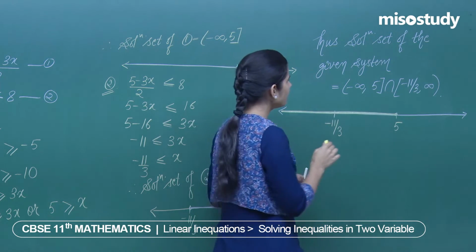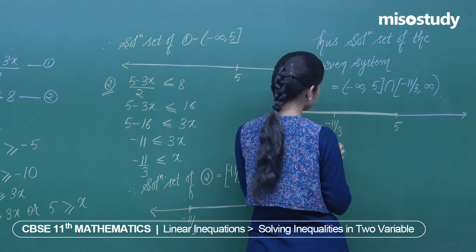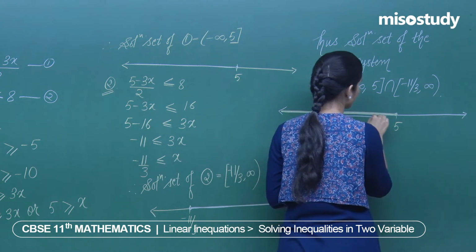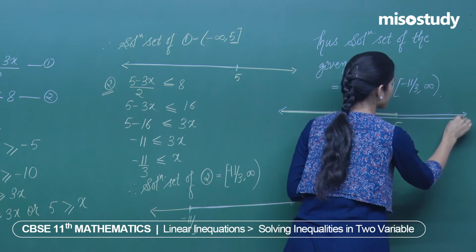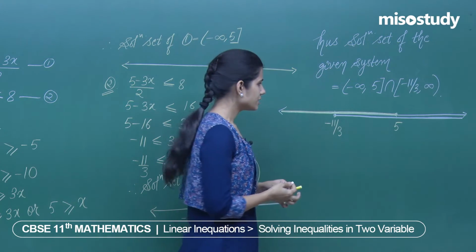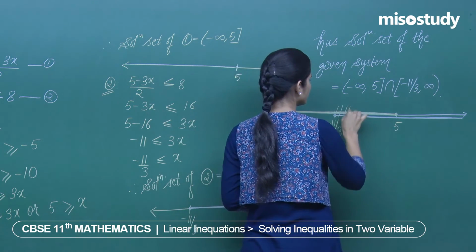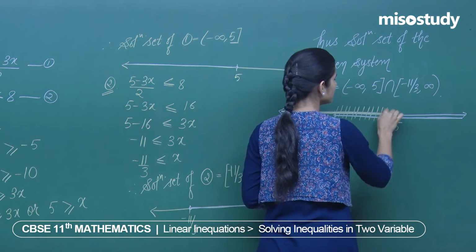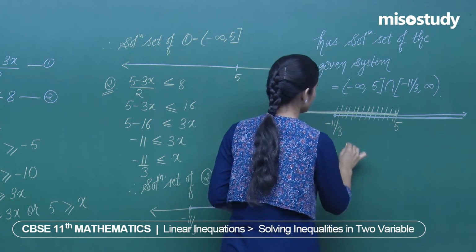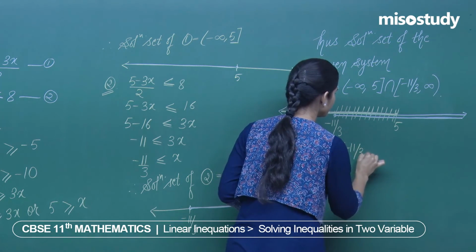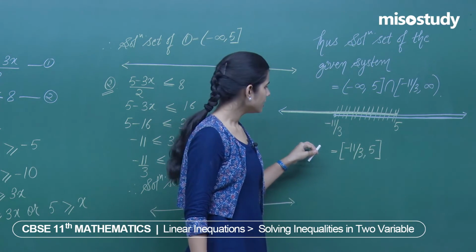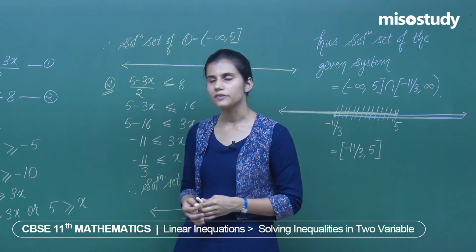Okay. Next you have minus 11 by 3 comma infinity. This is also included. And you have from here till here, this complete solid portion. What is the common region? Clearly this is the common region, right? And the intersection comes out to be [minus 11 by 3, 5]. Is it clear? That happens to be the solution set of your given system.